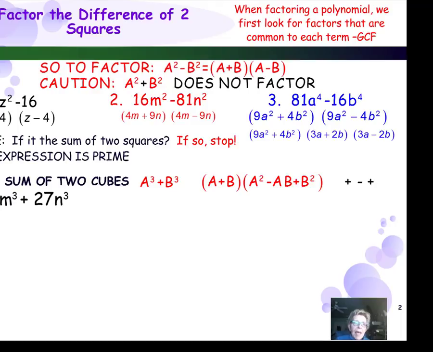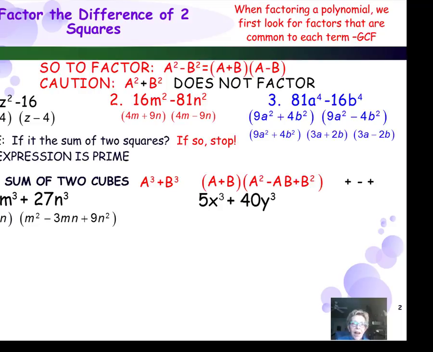My first example is m cubed plus 27n cubed. I'm sorry, I have a distraction going on behind me. It would be m cubed plus 27n cubed, and that factors into m plus 3n times the quantity of m squared minus 3mn plus 9n squared.